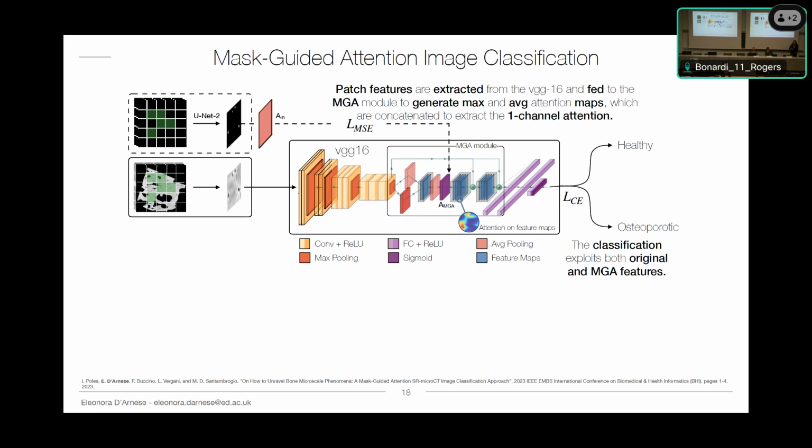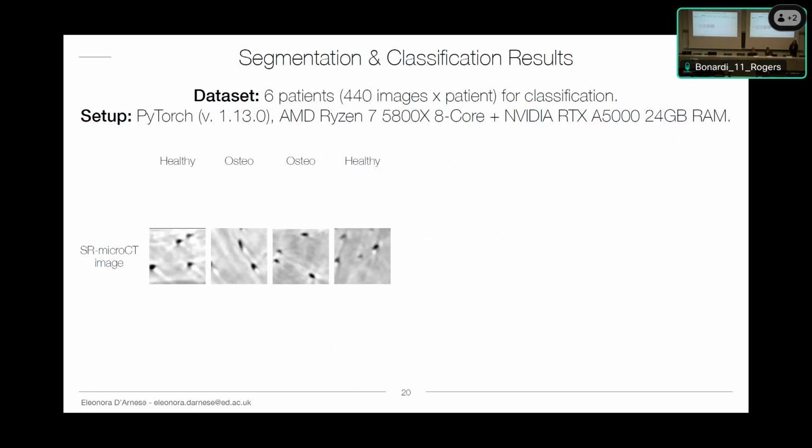What we have done is combine, as I was saying, the attention module, and by using a mix of mean square error and cross entropy loss, we have trained our model. On the result side, since it's quite hard to get this type of images, we only had 6 patients, and we have 440 images per patient, and we divided them into training and test sets.